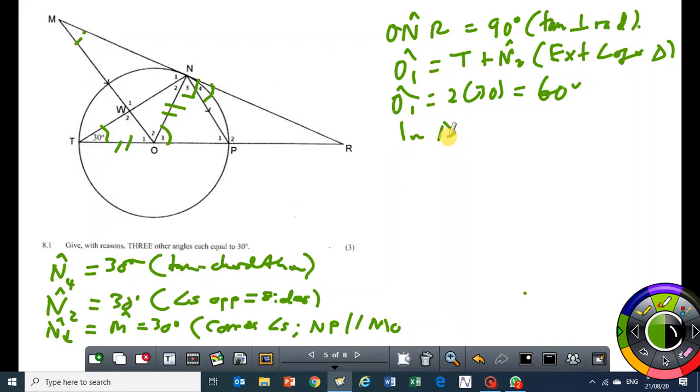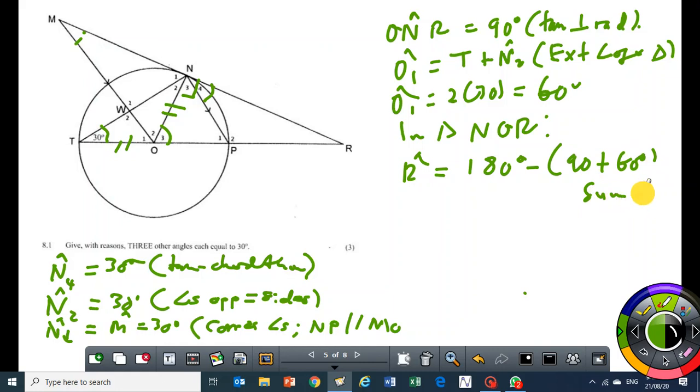And then in triangle NOR, we want R. Angle R is going to be equal to 180 minus 90 plus 60 degrees. And your reason here: sum of angles in a triangle. So angle R is equal to 30. Okay? So we have got 4 angles so far that are equal to 30 degrees.